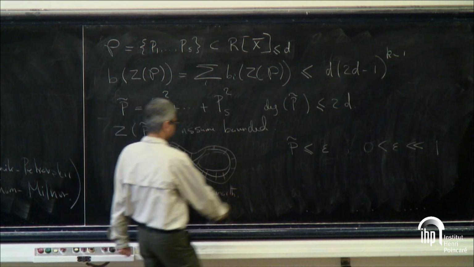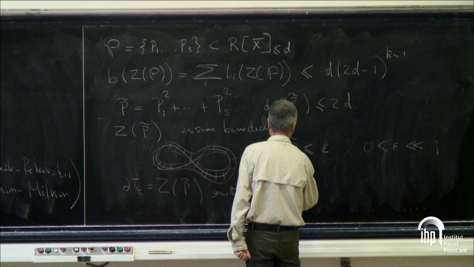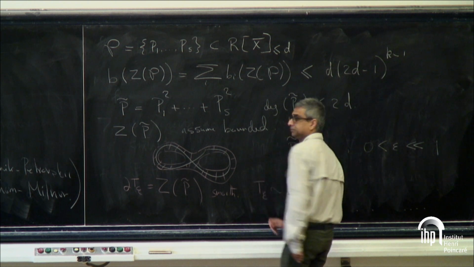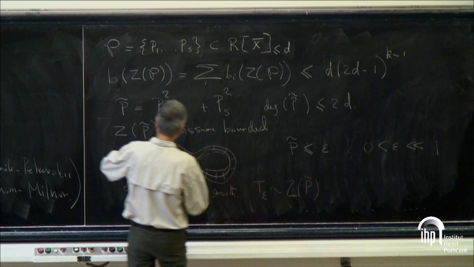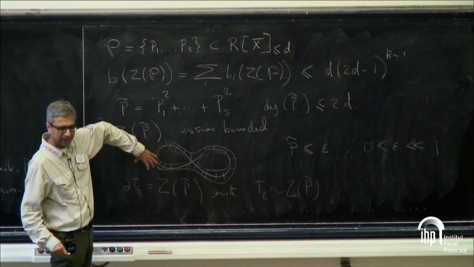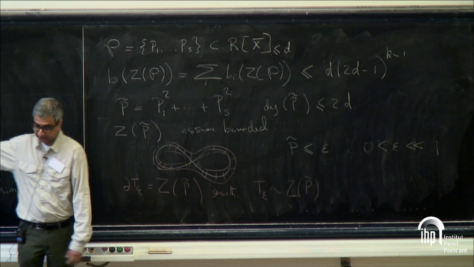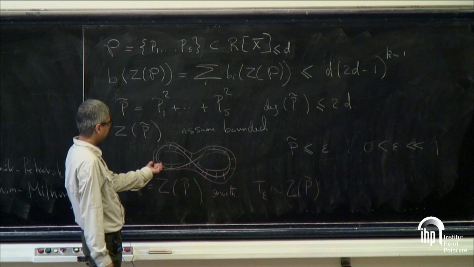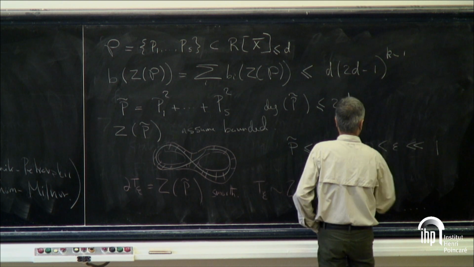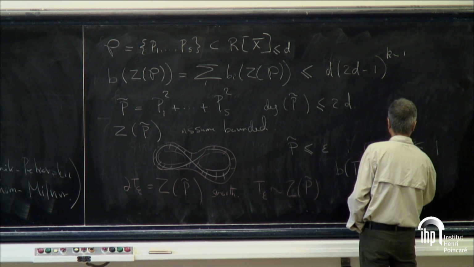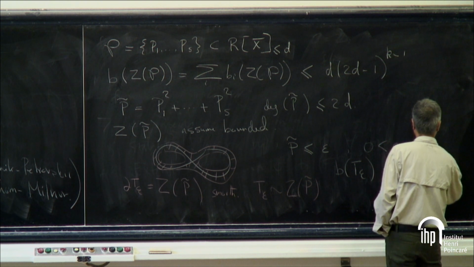And moreover, the tube is homotopy equivalent, for small enough epsilon, to Z of p that we want to control. And at this point, instead of bounding the tube, we can bound the Betti numbers of its boundary. Again by an Alexander duality type argument, the sum of the Betti numbers of the tube would be at most 1/2 the sum of the Betti numbers of the boundary. So that's Z of p tilde.